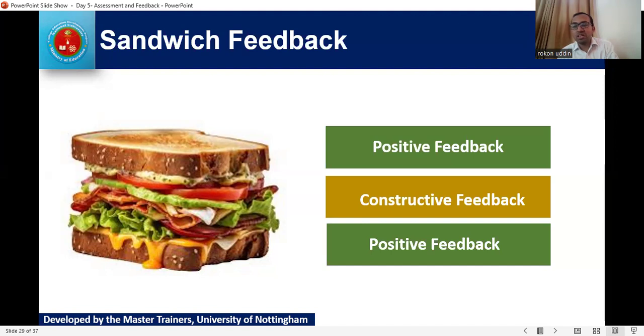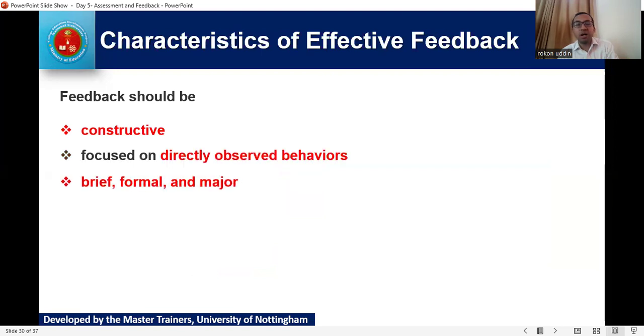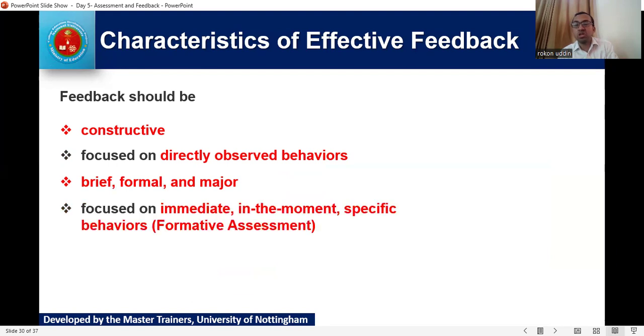This is how we can give sandwich feedback. It is very interesting feedback, but when giving feedback, you need to be constructive, brief, and formal. And of course, don't give a lot of feedback together, because you have to limit the number of feedback points. You can give one, two, or three at a time. If you give your student a great many feedbacks, they may be lost, and they may not receive any of the feedback you have given them.